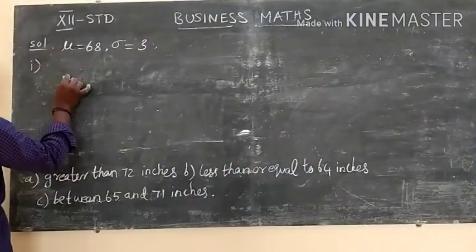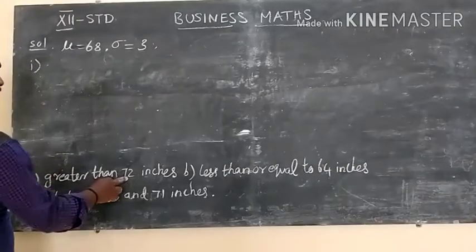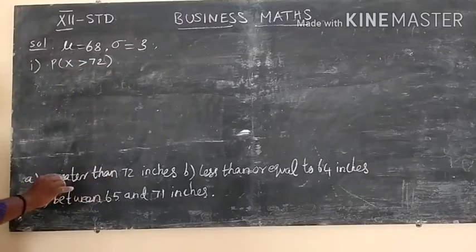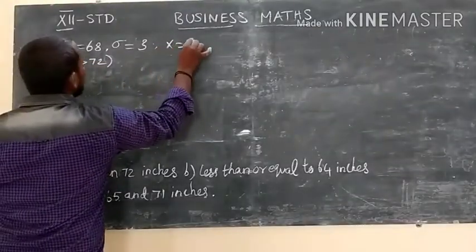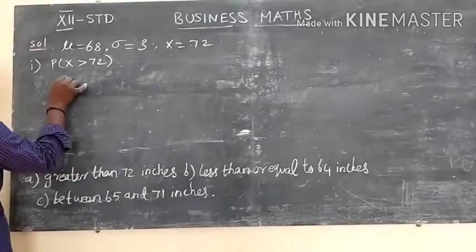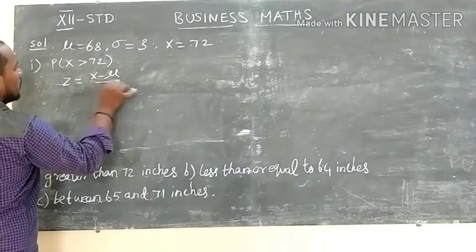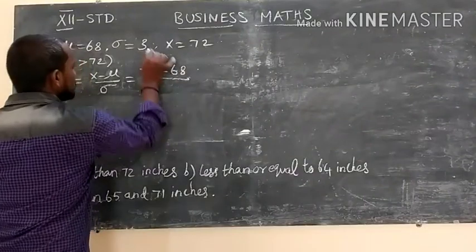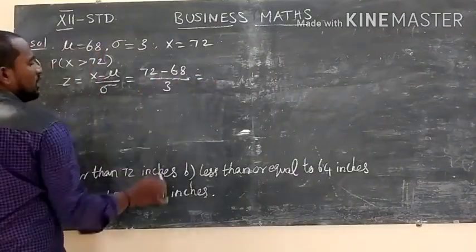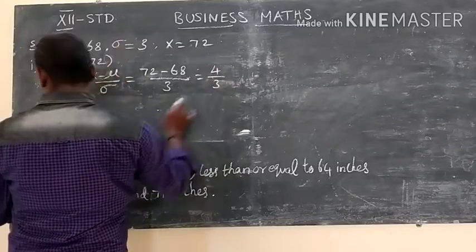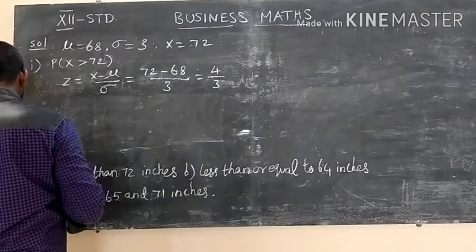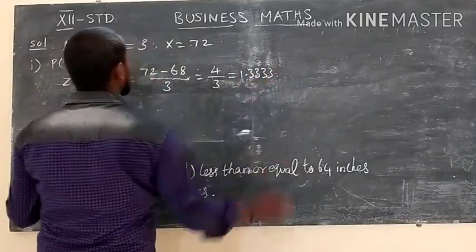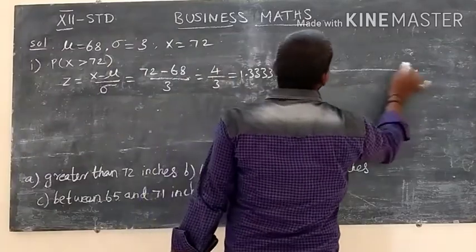The solution: mu is equal to 68, standard deviation is 3. The first question, greater than 72 inches. The probability of x greater than 72 is what? Here x is equal to 72. First find the Z value. Z is equal to (x minus mu) divided by sigma. 72 minus 68 is 4, divided by 3. 4 divided by 3 is equal to 1.333.